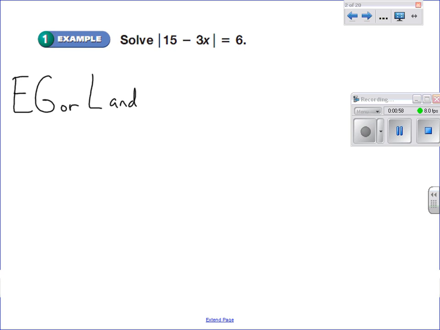Okay, this is something Mrs. Crow taught me back in the day, that equal to or greater than signs next to the absolute value is going to lead to an or statement. And if I have a less than sign, I'll have an and. All right? So once we know that, getting started with this is pretty simple basically.